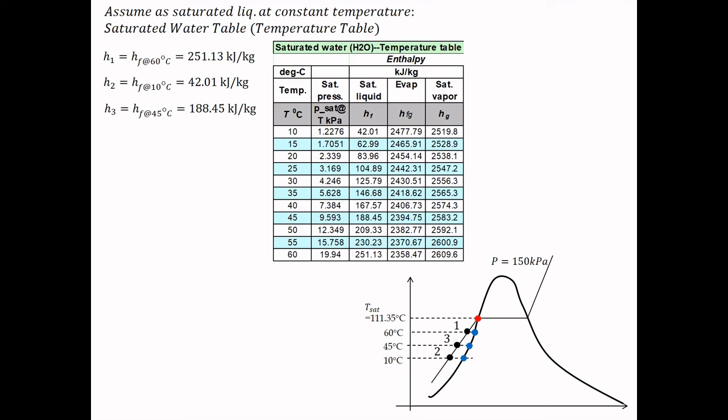So we already obtained all the values of enthalpy for each state. Based on the equation for the ratio of hot to cold water, we can substitute all the values that we have for h1, h2, and h3 into the equation of y. So we'll get y, the ratio of mass flow rate, equal to 2.33.